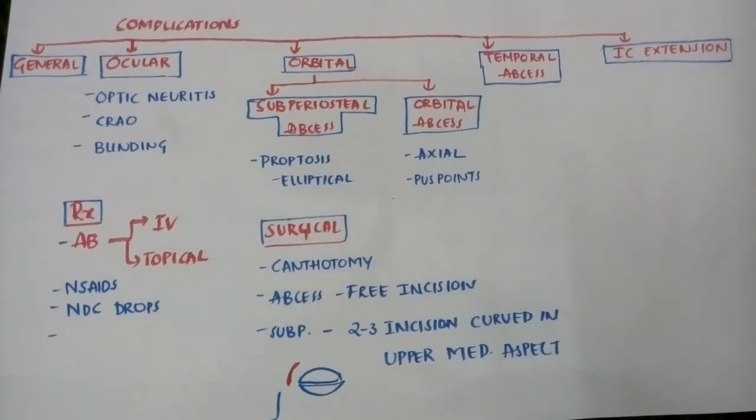Surgical canthotomy, if the orbit is tight or there is increase in intraocular pressure and if there is associated optic neuropathy, canthotomy can be done. And if abscess is seen easily, then free incision can be given to drain the abscess. In case of subperiosteal abscess, curved incision is given in the upper medial aspect 2 to 3 centimeters.